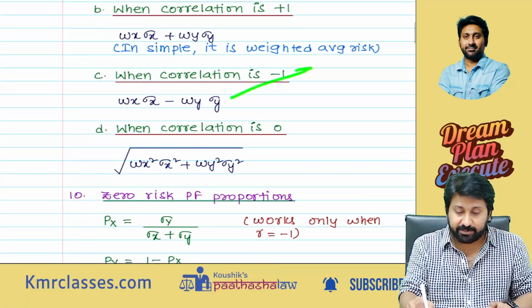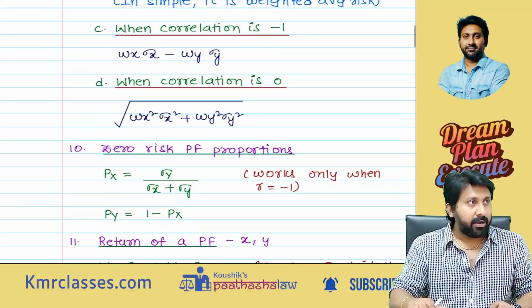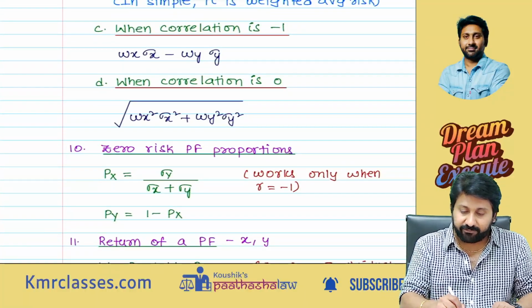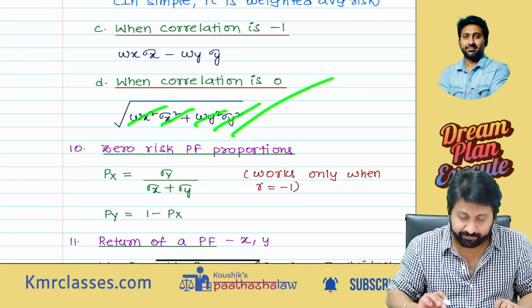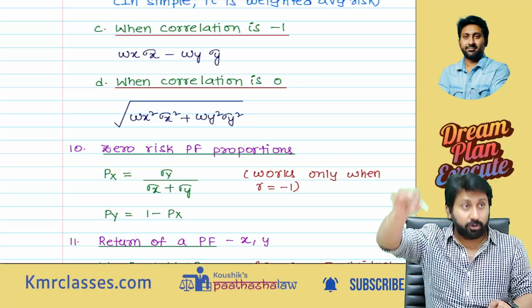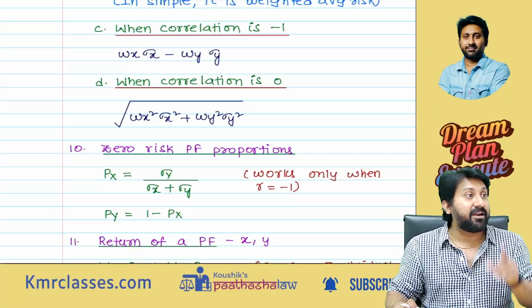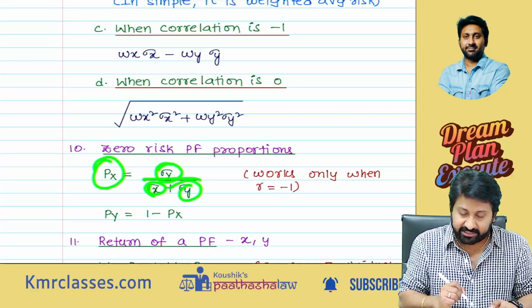Next, if correlation is -1, same, a minus b. That's it. Okay. Over. Next, when correlation is 0, the entire third component becomes 0. No? Wx square sigma x square plus wy square sigma y square. Next, very important. I wanted to reduce risk of the portfolio to 0 level. Okay, provided correlation is -1, then proportion of x is sigma y by sigma x plus sigma y.